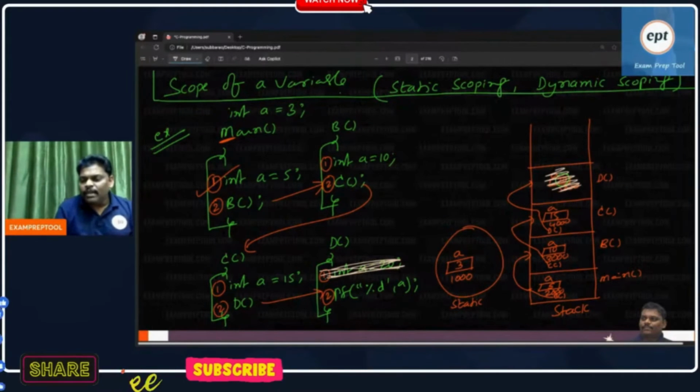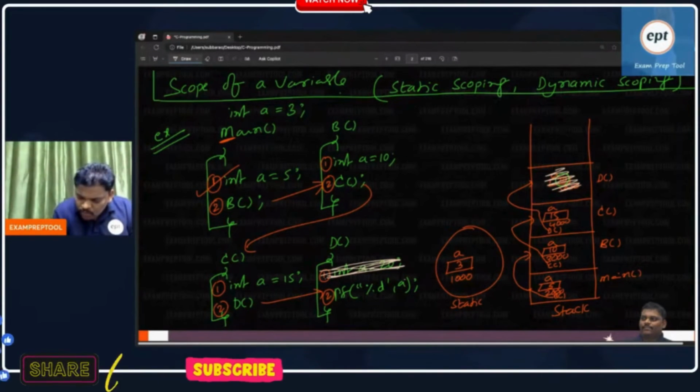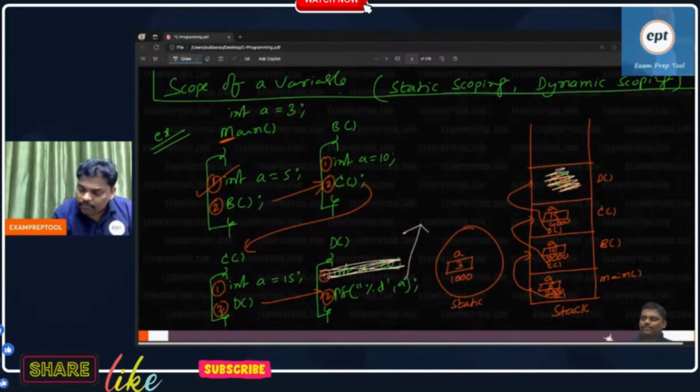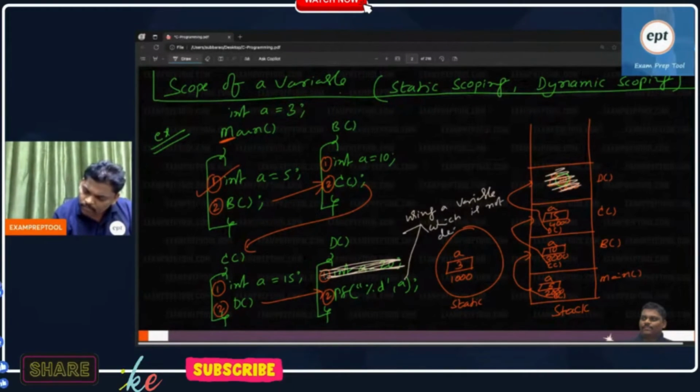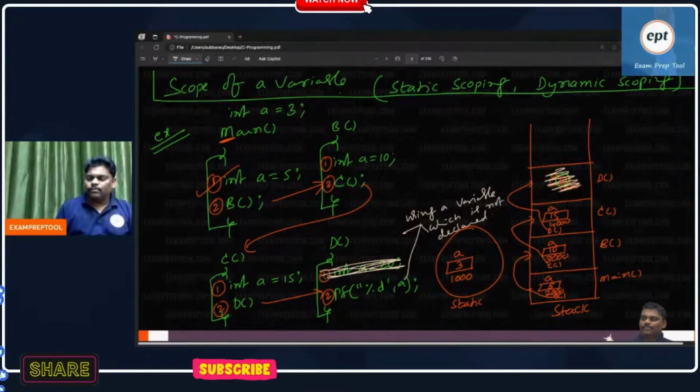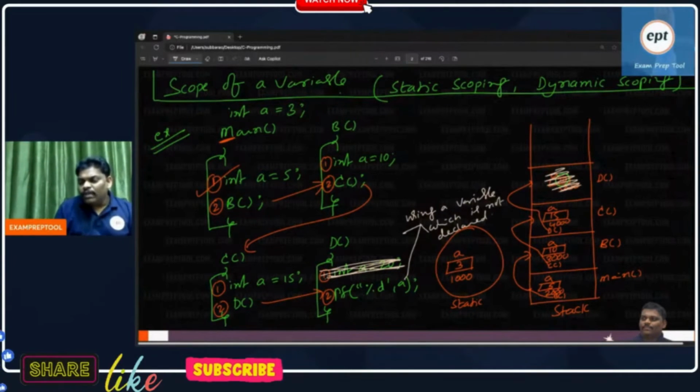It is something like you are using one variable which is not declared. See this one. You are using a variable which is not declared.